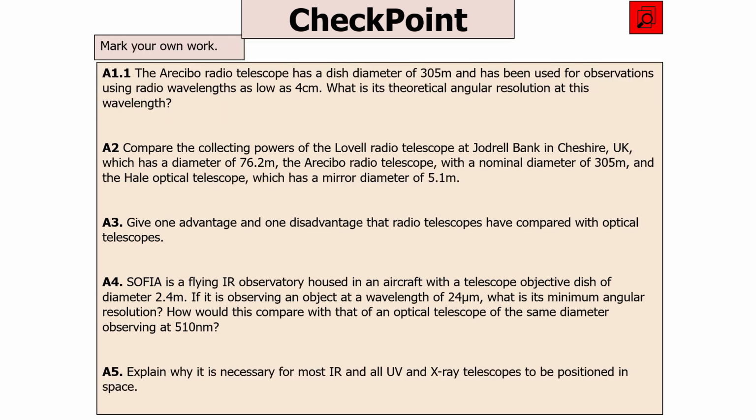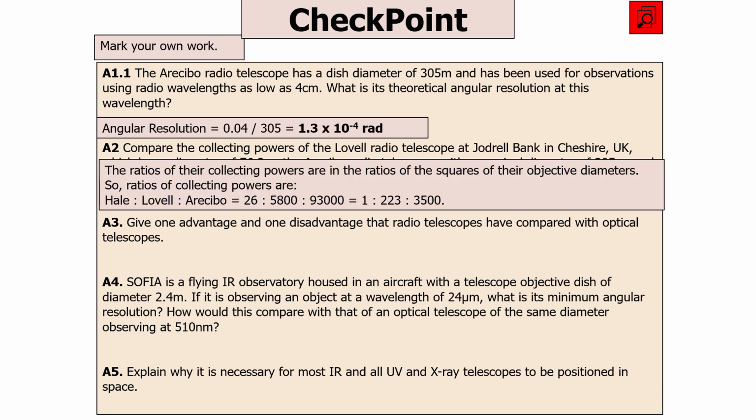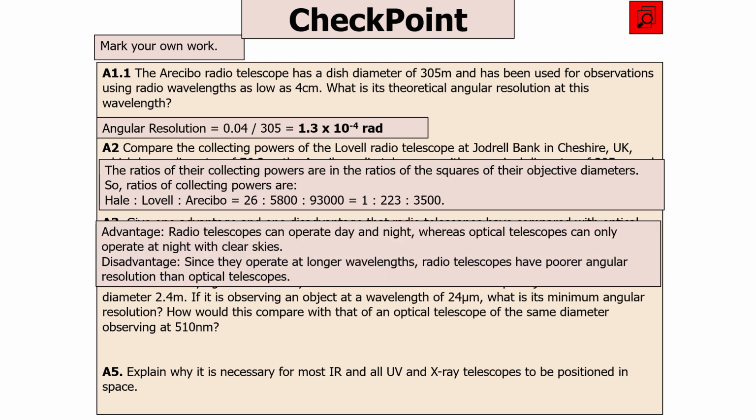Right, in this first one, use the Rayleigh criterion, and then you can work it through, and you can actually get 1.3 times 10 to the minus 4 radians. Sorry, it is the Rayleigh criterion: the wavelength over the diameter. The next one, we can do the ratios of the collecting powers by doing the diameter squared, so you work that one through.